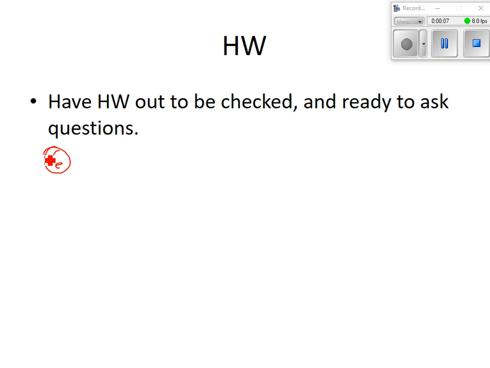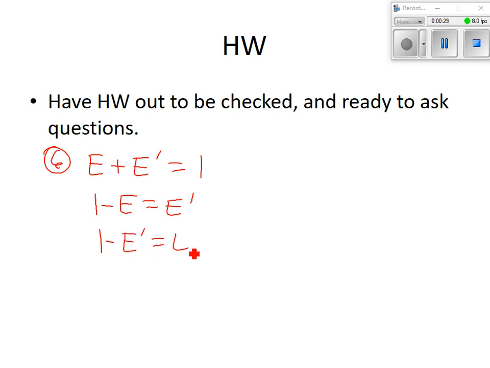So number 6, things you can use to describe this. You can have the event plus the complement equals 1. You can have 1 minus the event equals the complement, or you can have 1 minus the complement equals the event. And those probably aren't written perfectly as far as the mathematics goes, but that's all it's saying.